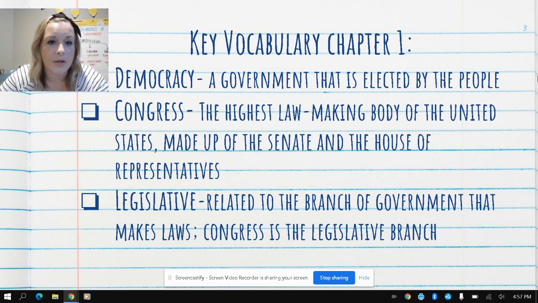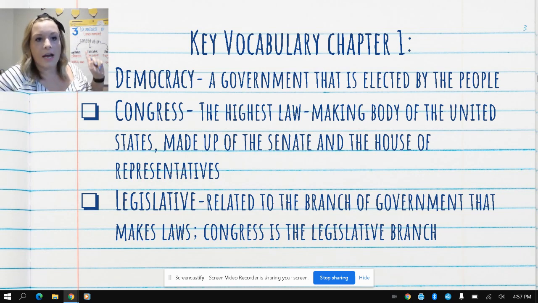Our next vocabulary word is Congress. This is the highest lawmaking body of the United States. It's made up of the Senate and the House of Representatives. So, any major law that happens has to go through Congress, and that's one of the main parts of our checks and balances system. The last vocab word is legislative. So, this is related to the branch of government that makes laws. Congress is the legislative branch.